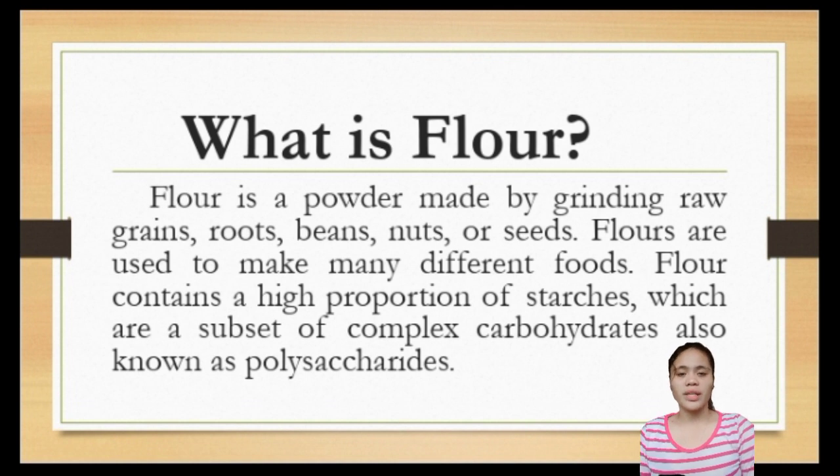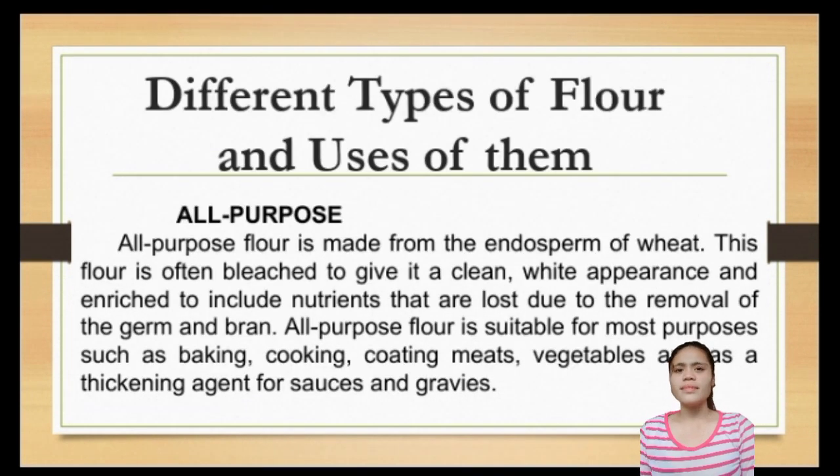Flour contains protein, and when it comes in contact with water and heat, it produces gluten, which gives elasticity and strength to baked goods. Different types of flour contain different amounts of protein. Therefore, using a different type of flour than what is called for in a recipe will alter the outcome of the baked good. There are different types of flour and uses of them.